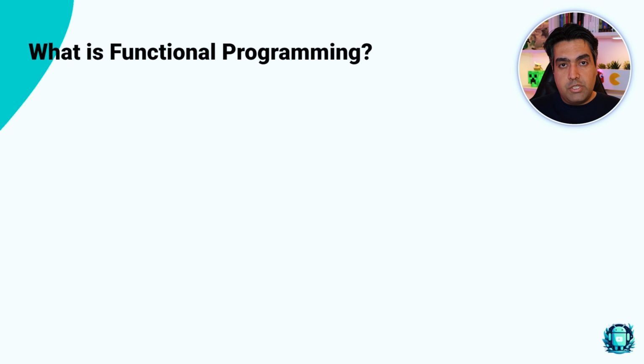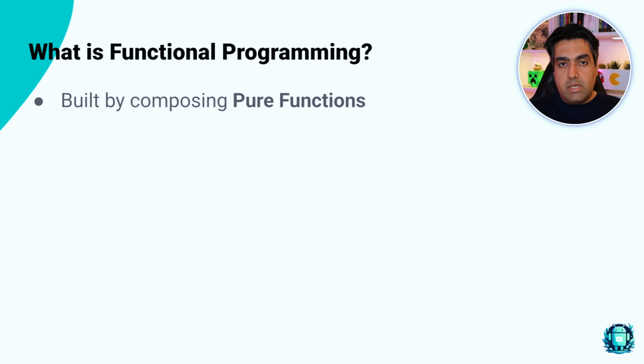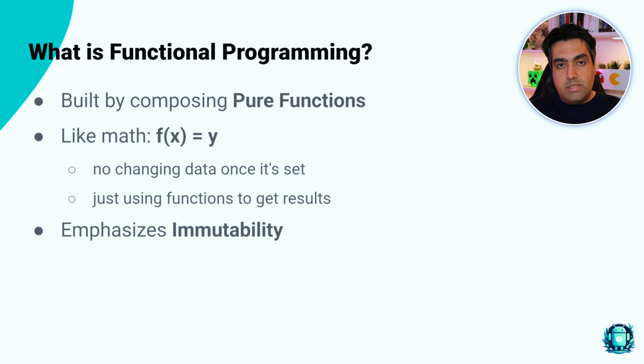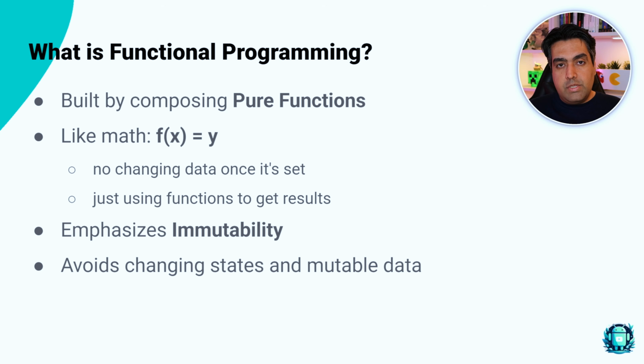Let's start with the definition of functional programming. Unlike object-oriented programming, which focuses on objects and their interactions, functional programming is a paradigm in which software is built by composing pure functions. Think of it like math. No changing data once it's set, just using functions that get results. It emphasizes immutability and avoids changing states and mutable data.